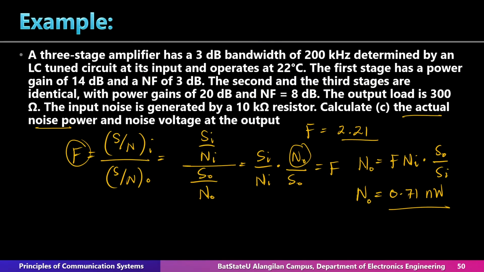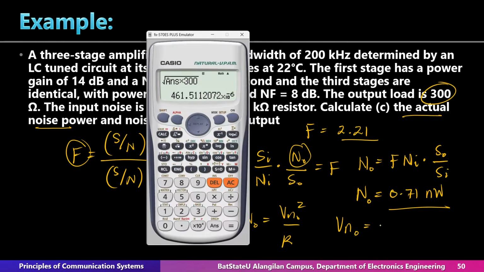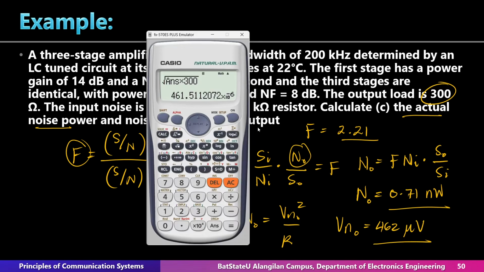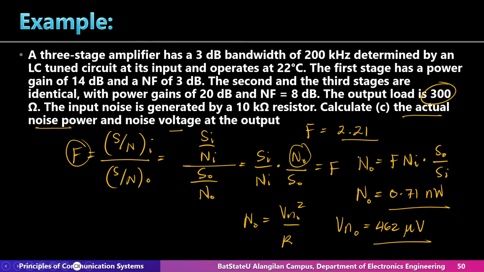Okay, sunod. Ano naman ang noise voltage sa output? O di gamitin ulit natin yung power is equal to VNO squared over R. Okay? So to get Vn at the output, that's the square root of NO times R, or 462 microvolts approximately kung tayo po ay magra-round off. Okay? So, let us check kung tayo ay tama. Tama naman, 0.711 to yun, yung nakuha natin kanina, nanowatts, and we have 0.462 millivolts. Ang sagot natin naka-microvolts lang, pero parehas naman sila.